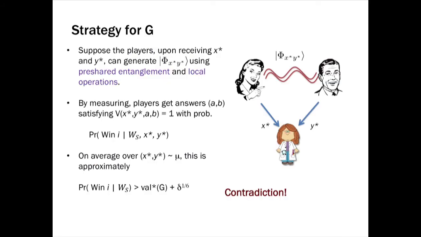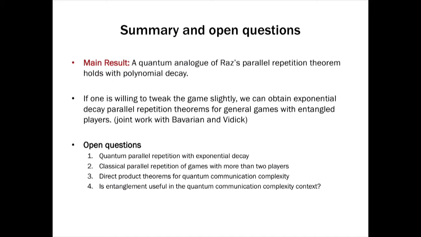Okay, so if you didn't follow totally, that's okay. Basically, the punchline is that they can really generate this advice state that we wanted and achieve a contradiction. They can win the original game G with too good of a probability. So going back, this just meant that there wasn't a super good strategy for this repeated game. Okay, so that's it.